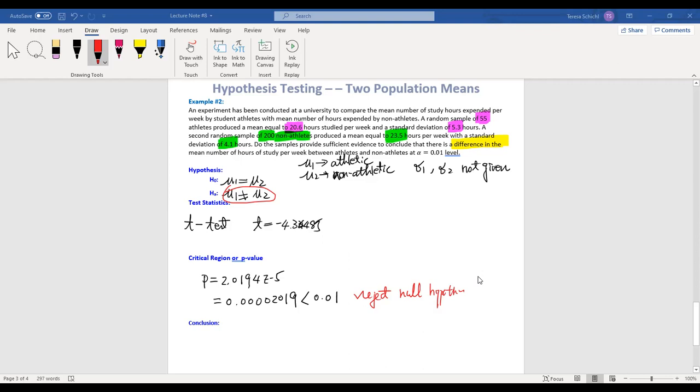Okay, so now we finished hypothesis testing for the two population means. And now we're going to talk about our last hypothesis test, which we call the paired test.